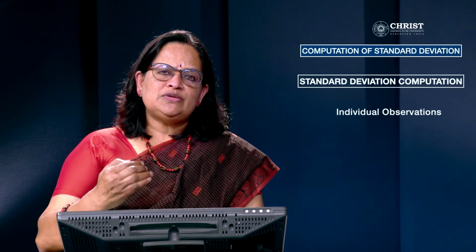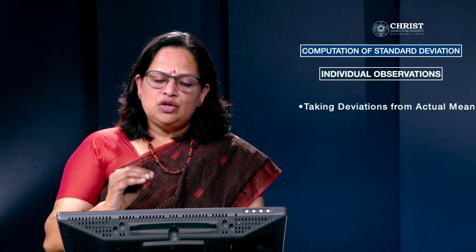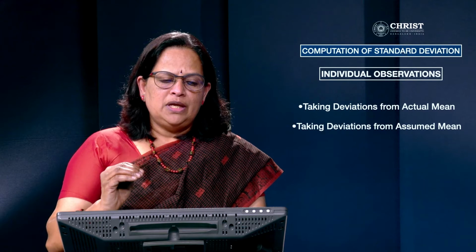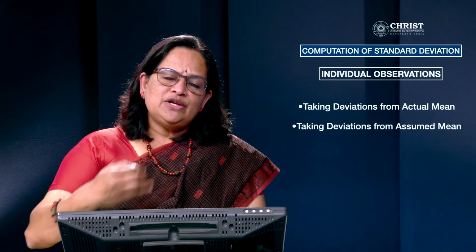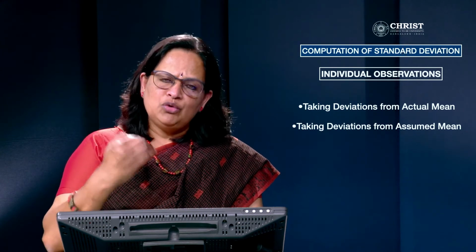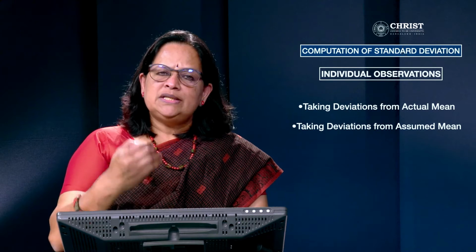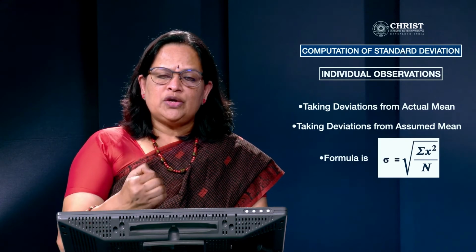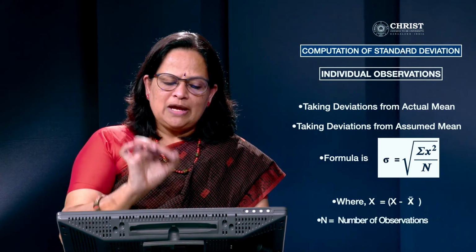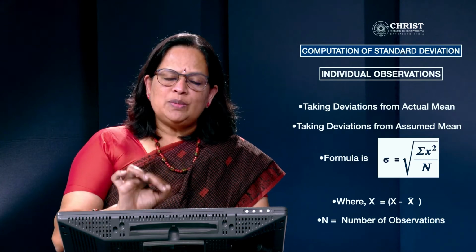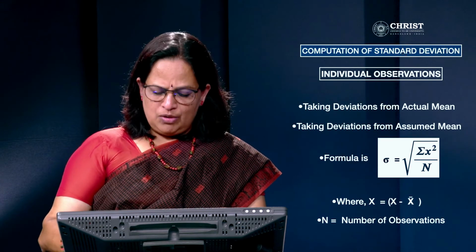Now, computation of standard deviation: we are dividing it into individual observations, discrete series and continuous series. For individual observations, two methods are there: taking deviations from the actual mean and taking deviations from an assumed mean. Both are to simplify the calculations, so whichever you find comfortable, you can use. Both the methods I will explain. The formula is sigma is equal to root of sigma x squared divided by n, where small x is equal to capital X minus x bar. You know that x bar is the mean of the distribution and n is the number of observations.